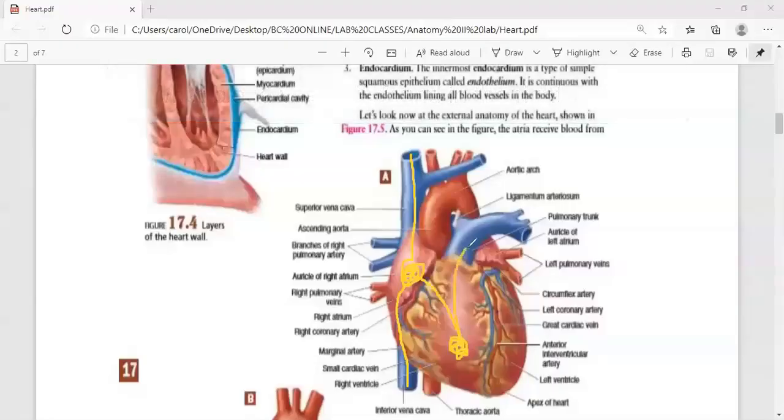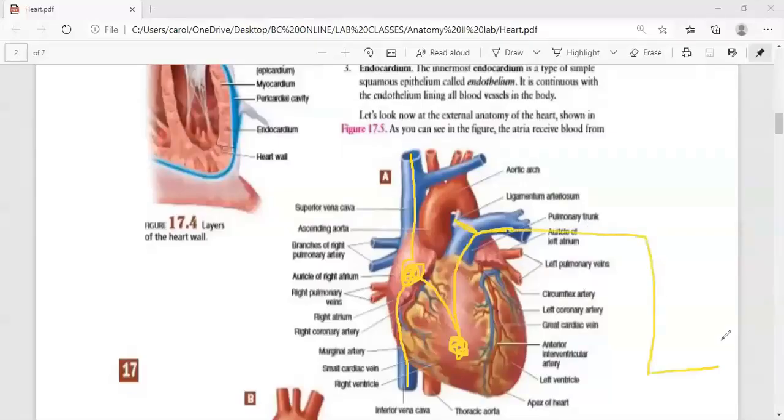And the pulmonary trunk is going to break in two. One will go to the right side, to the right lung, and the other one will go to the left lung. So this one is the right lung. This is for the left lung, right? So we have in here, these are going to be called the pulmonary arteries. So the pulmonary arteries go to your lung.